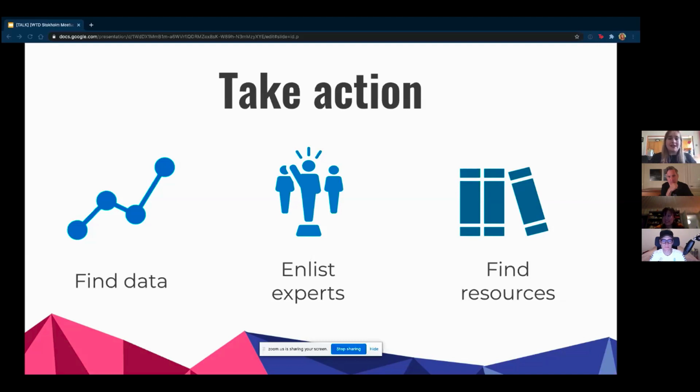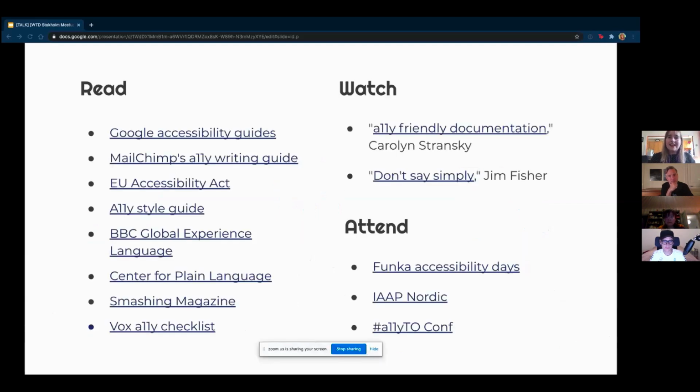And find resources. There are a ton of articles and books and existing talks and conferences that are related to accessibility, even if not directly related to technical writing, there's still valuable information about accessibility. And I'm happy to help you start your resources journey. There are so many different items out there on the internet for you to peruse freely.